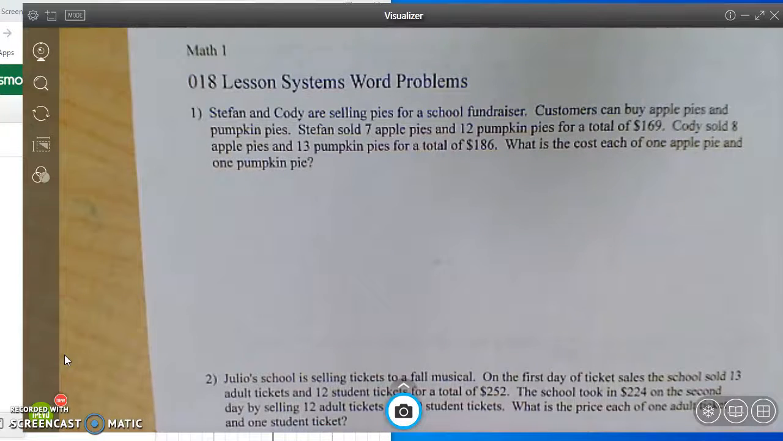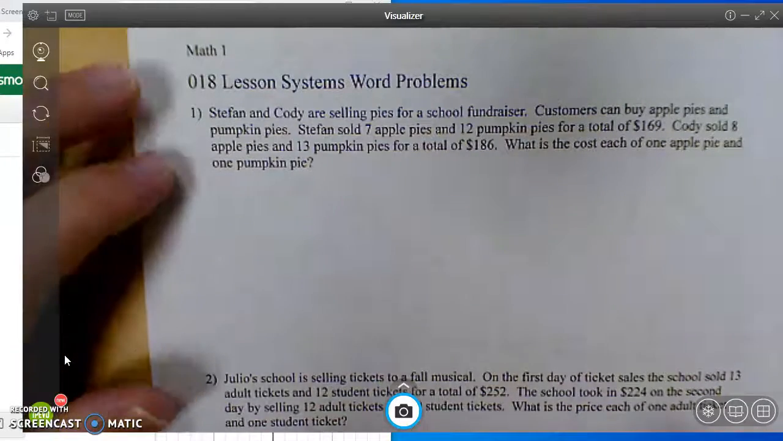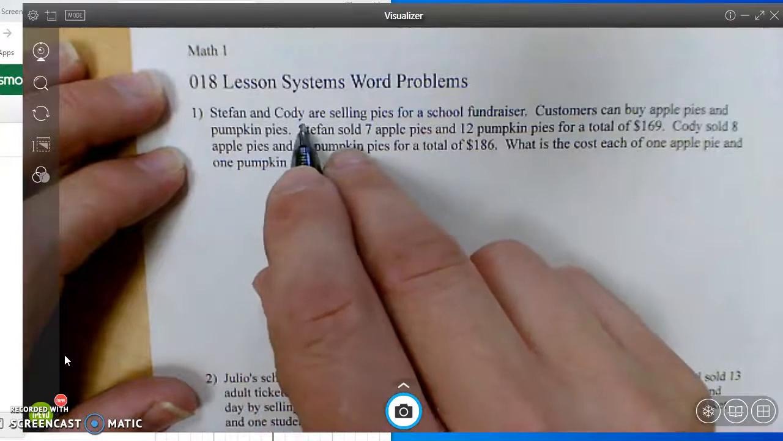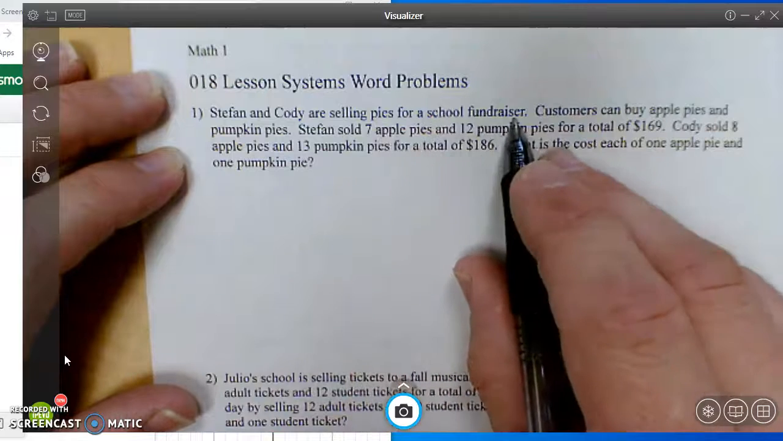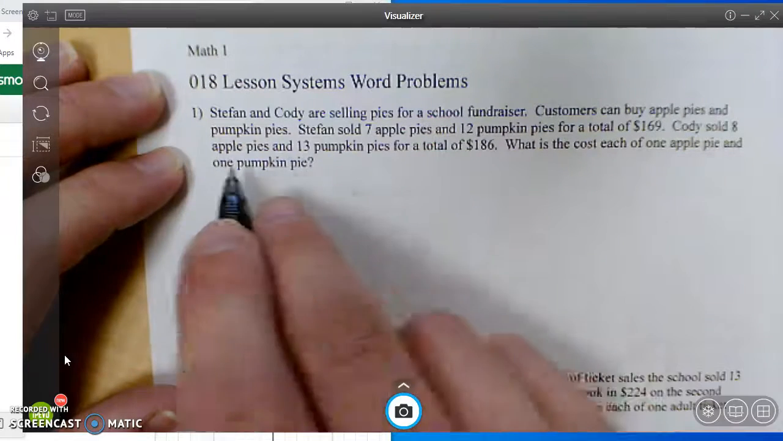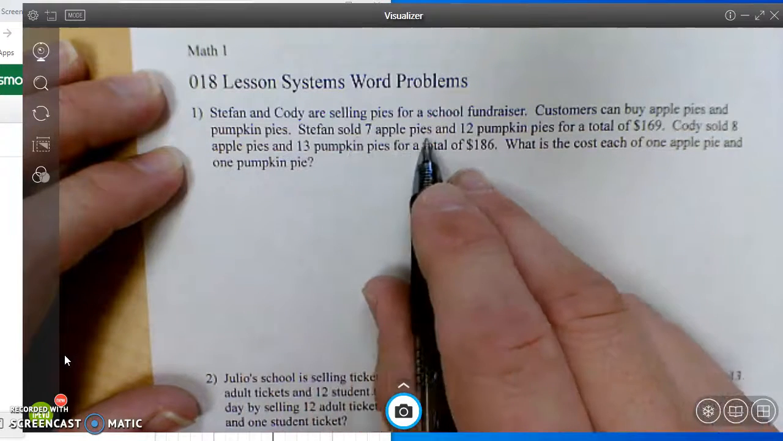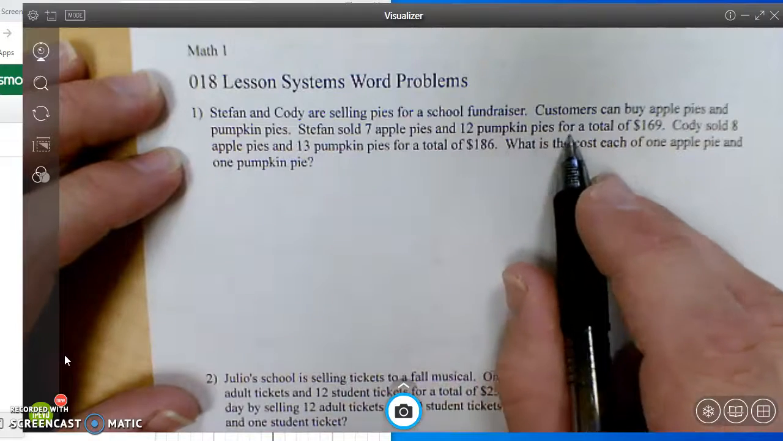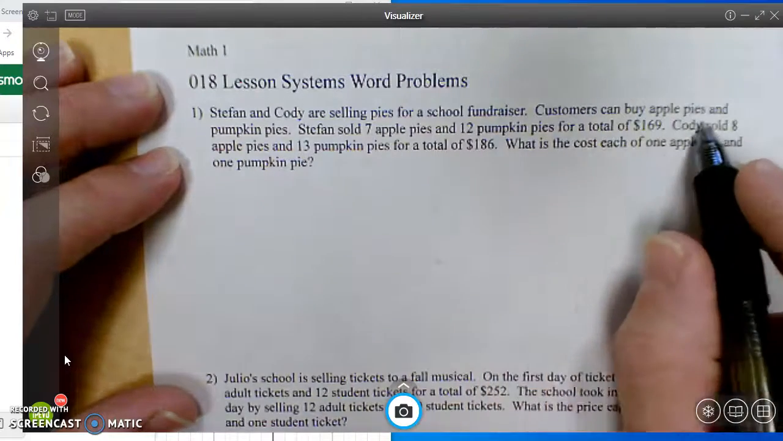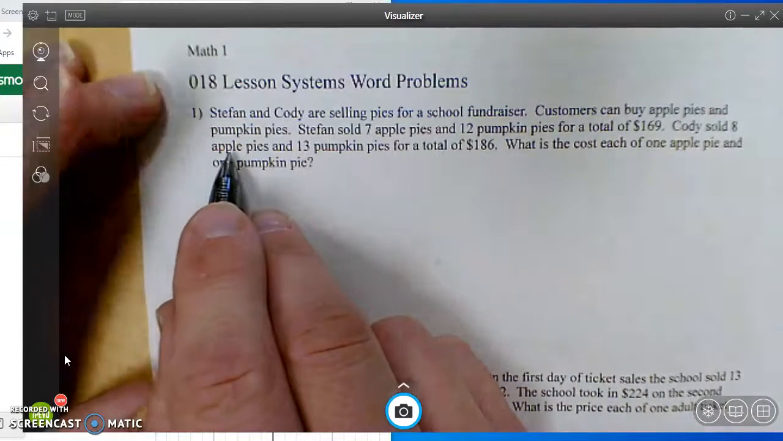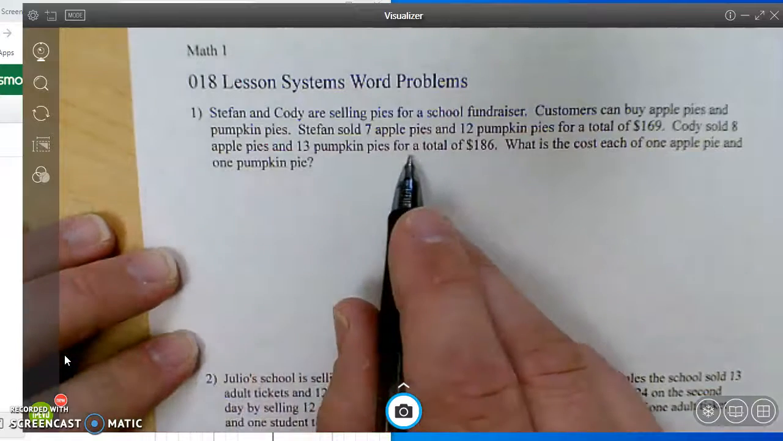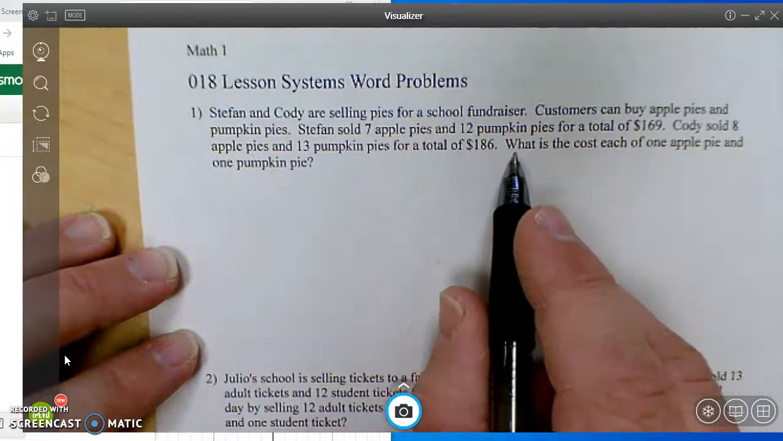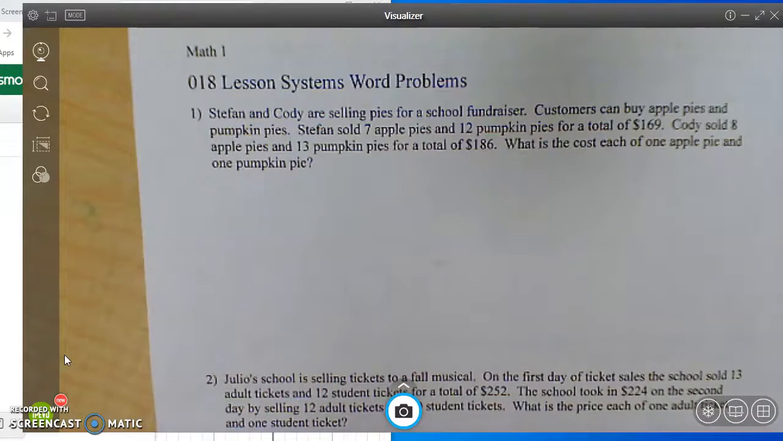What we're going to be doing is using systems of equations to solve word problems. First up, Stefan and Cody are selling pies for a school fundraiser. Customers can buy apple pies and pumpkin pies. Stefan sold 7 apple pies and 12 pumpkin pies for a total of $169. Cody sold 8 apple pies and 13 pumpkin pies for a total of $186. What's the cost of each, 1 apple pie and 1 pumpkin pie?